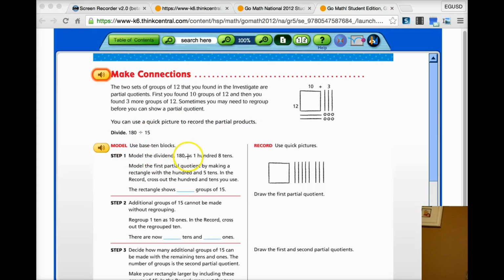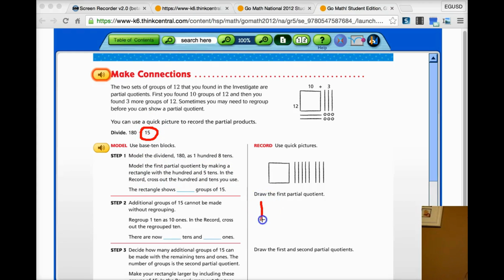So we have 180 as 18 tens. So here's my 100, and I have 1, 2, 3, 4, 5, 6, 7, 8. So I have 8 tens. That is 180, right? So I'm going to model the first partial quotient by making it a rectangle with the 100 and 5 tens, okay? Because I want to make 15. I'm dividing it by 15.